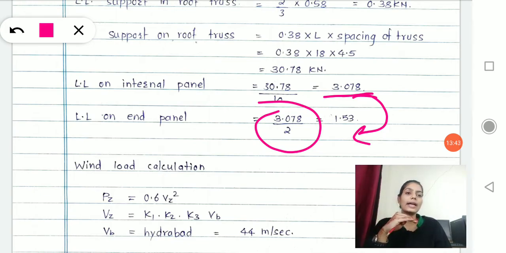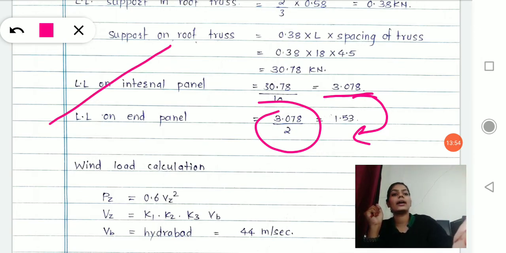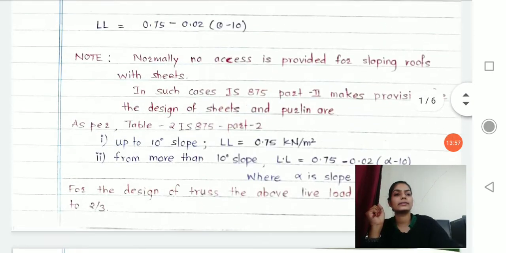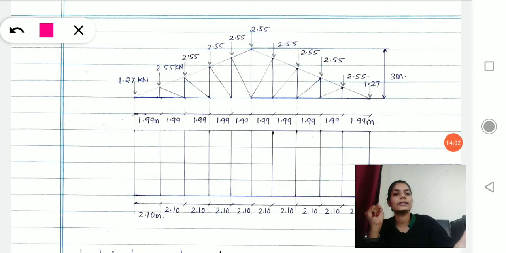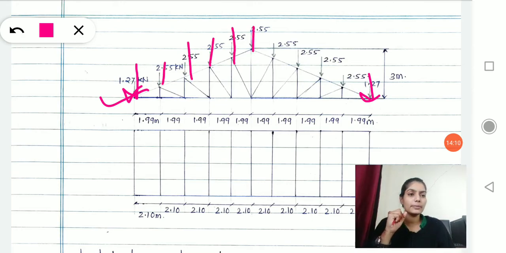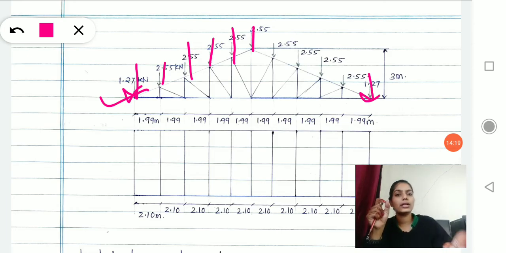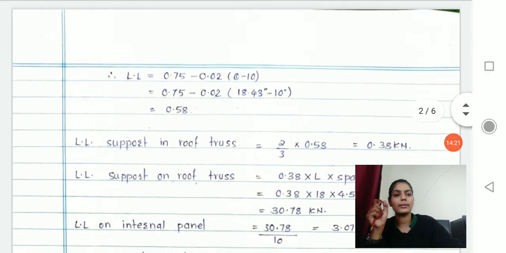Here your live load calculation ends. Once you calculate the live load, you have to draw a diagram for it. How will you draw that diagram? You again make a diagram like this. This is the truss, and what is the force at the intermediate panel points? What will be the force at the end panel points? You have to show that in a figure, and you will get one diagram as shown above.